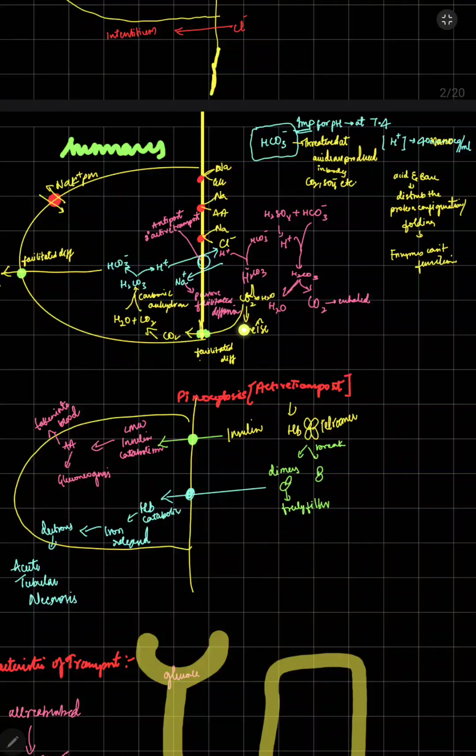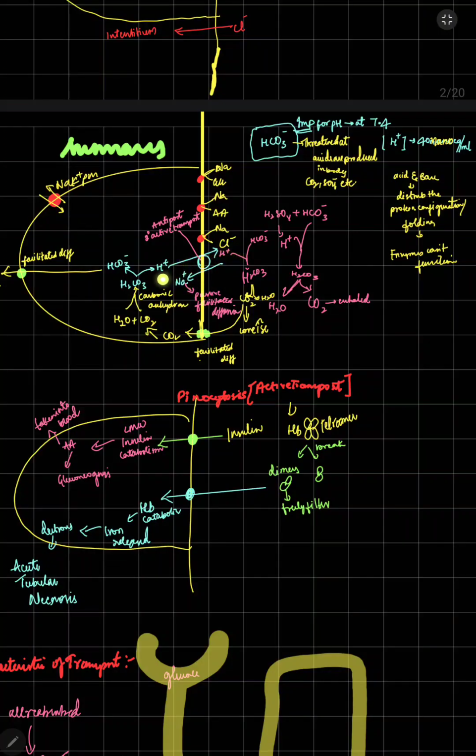So what happens is water combines with carbon dioxide. Carbon dioxide is usually present in every cell. Water combines with carbon dioxide to form carbonic acid by an enzyme called carbonic anhydrase. This carbonic acid gets dissociated into bicarbonate and H+. This bicarbonate is reabsorbed by facilitated diffusion. This H+ is released out by sodium hydrogen exchanger.